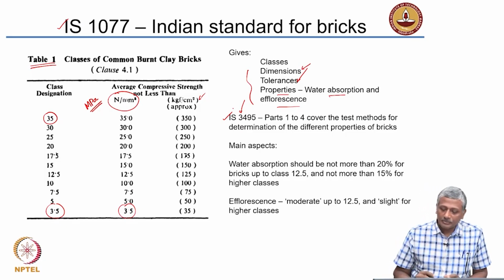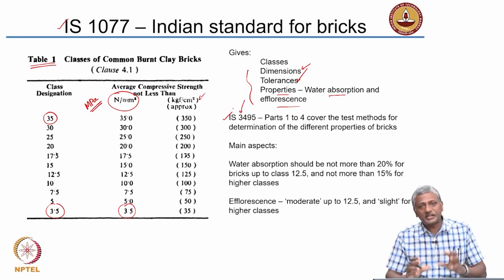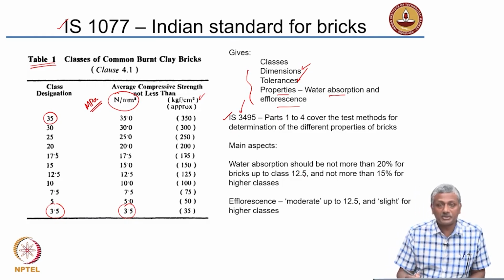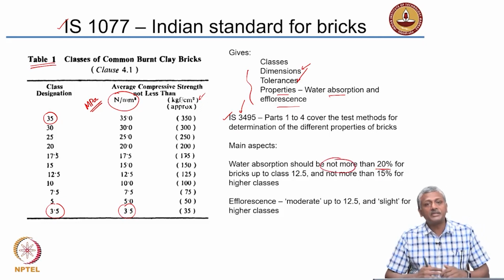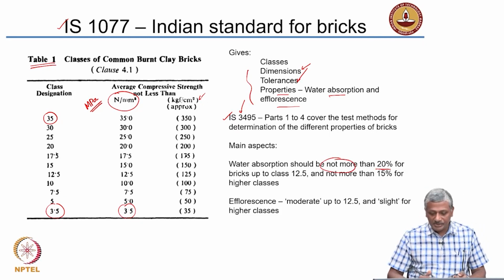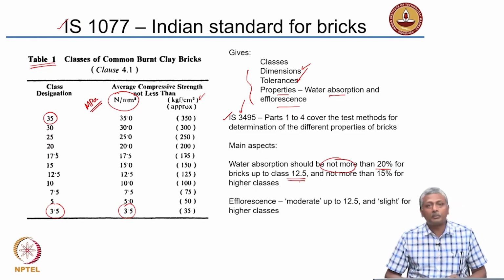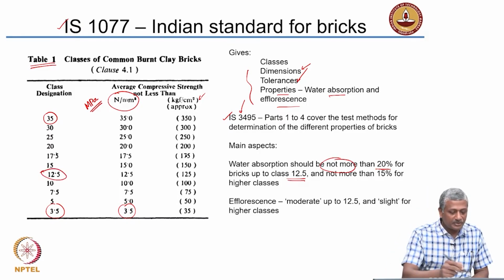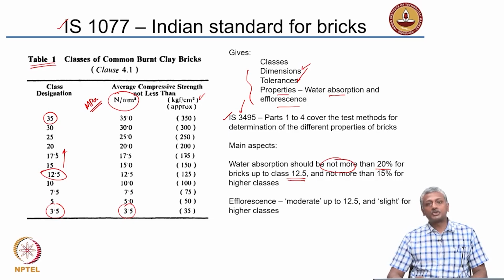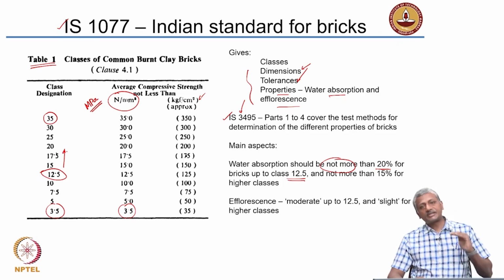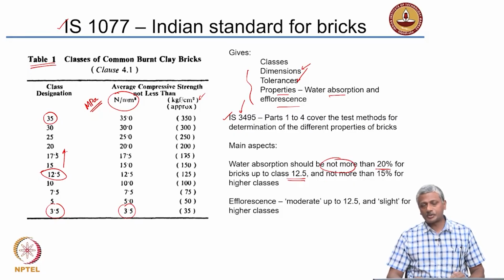Okay. Now, just to condense the main aspects of the standards, I should say that the water absorption in bricks is supposed to be less than 20%, or they say not more than 20%. That means they should be less than or equal to 20% for bricks up to class 12.5, right, up to this class here, and above this strength class, the water absorption should not be more than 15%. Okay. So, you need to select your bricks and brick materials carefully. So, not only does it satisfy the strength requirement, it also has to satisfy the water absorption requirement.